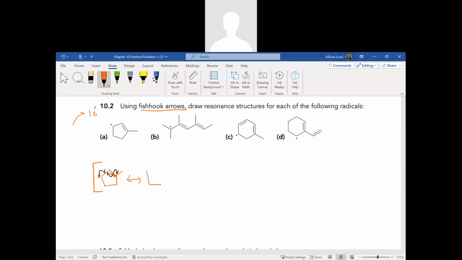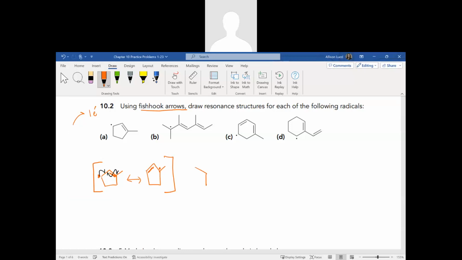So this would generate this resonance structure that we can draw here. So now the radical site is tertiary, and our pi bond, our double bond, has moved over here. So we see 3 fishhook arrows, movement of 3 individual electrons, 2 from the pi bond, 1 from our original radical. So let's take a look at B as well.